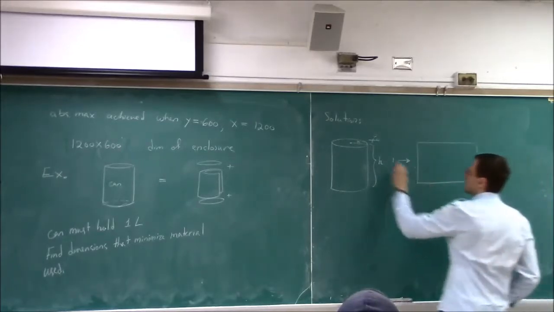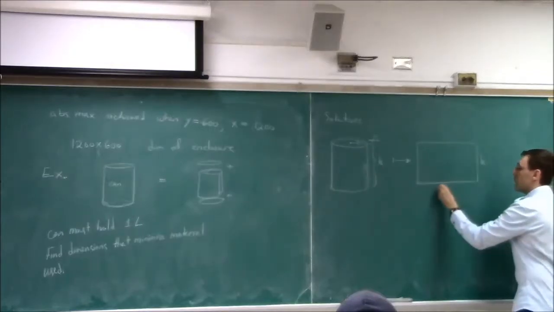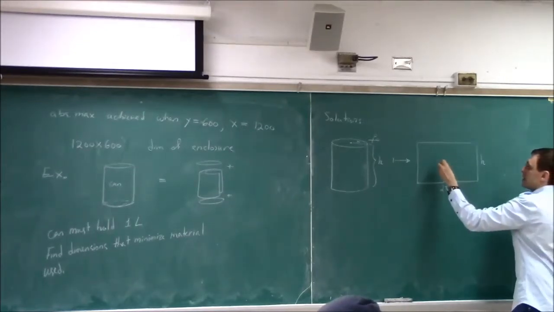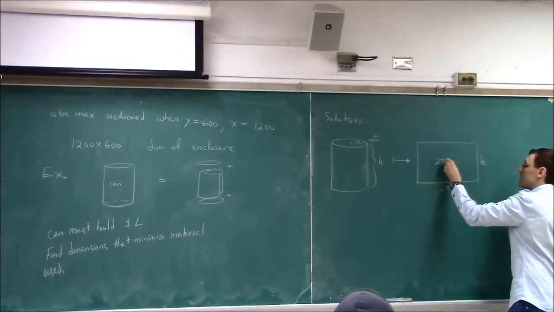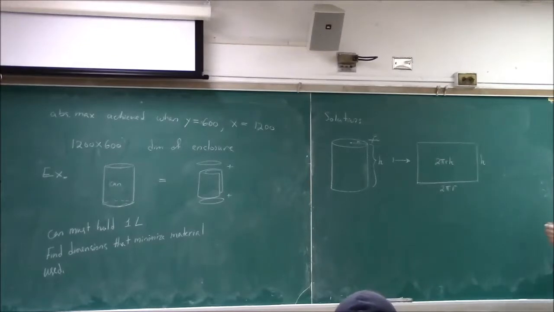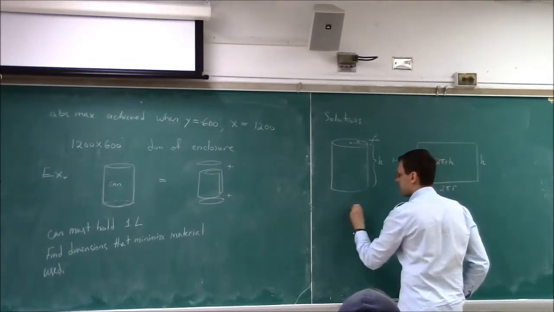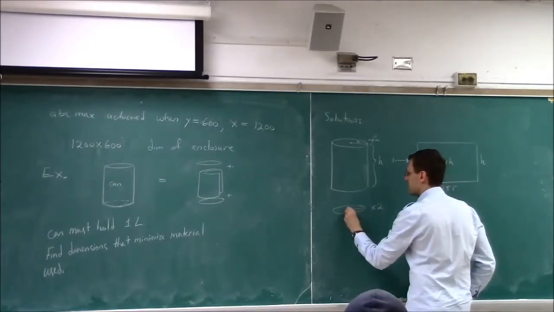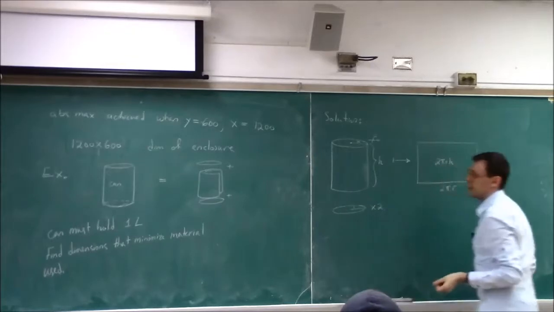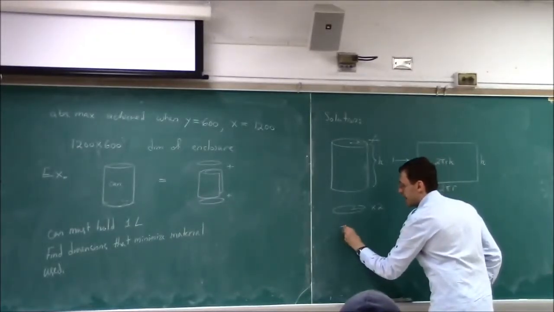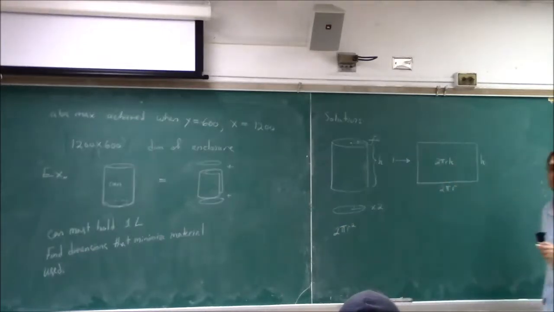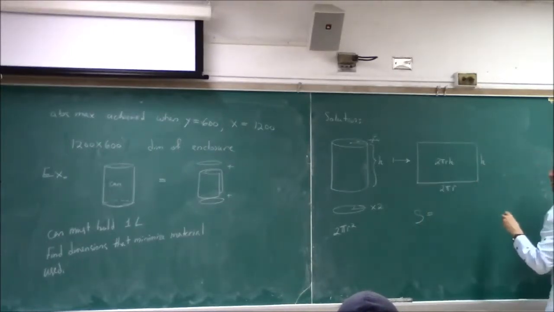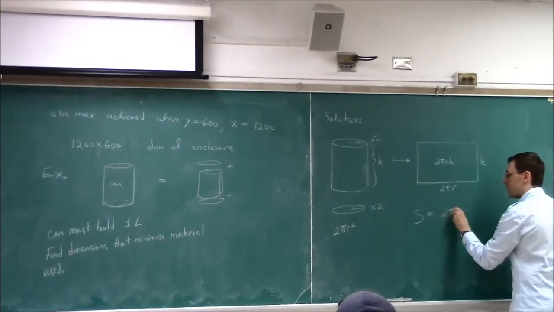Careful. So this dimension here is just the unfolded circle. So that would be what? 2 pi r. So the dimensions here are 2 pi r by h, and the total area used here is 2 pi r h. Right? And then we have the two lids. The lids are of radius r. So the area of each lid is pi r squared, and because we have two of them, it's 2 pi r squared.